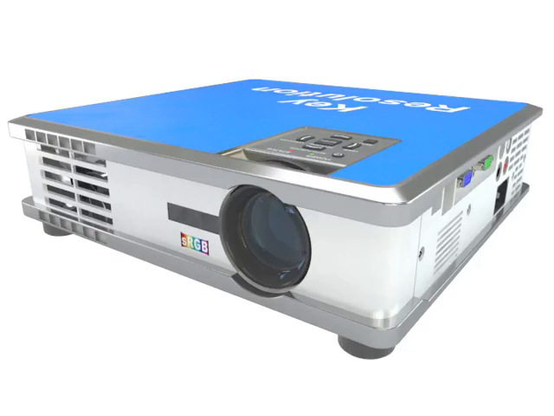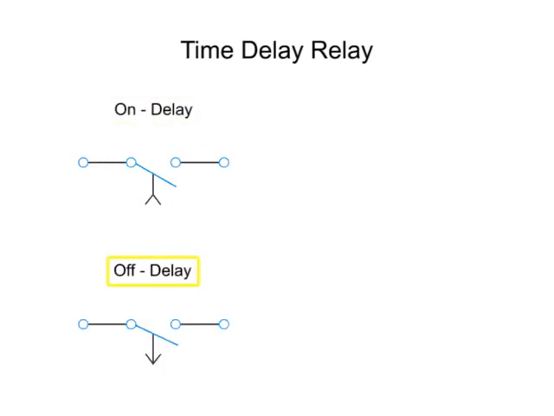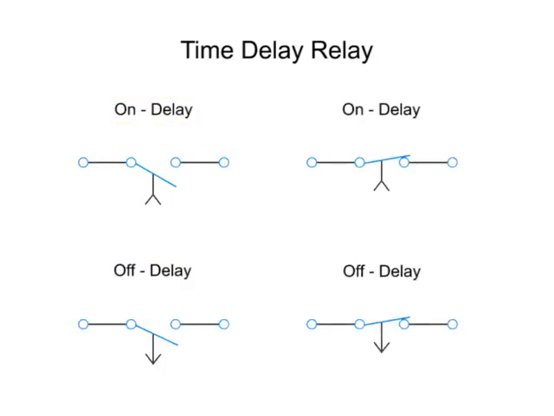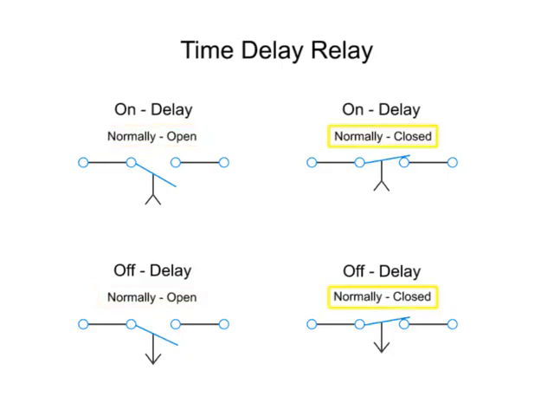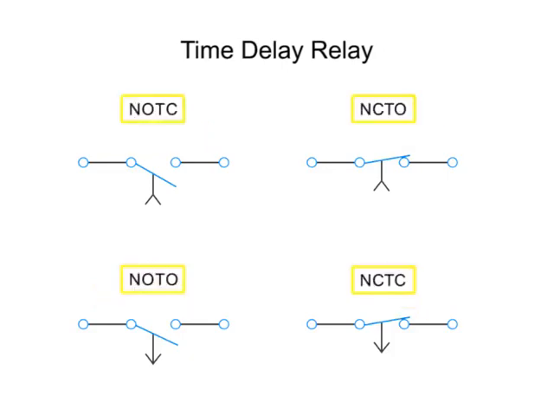Let's look at four basic types of relays. There are two types of relay functions, on delay and off delay, each with two types of contacts, normally open and normally closed, represented here by four symbols.